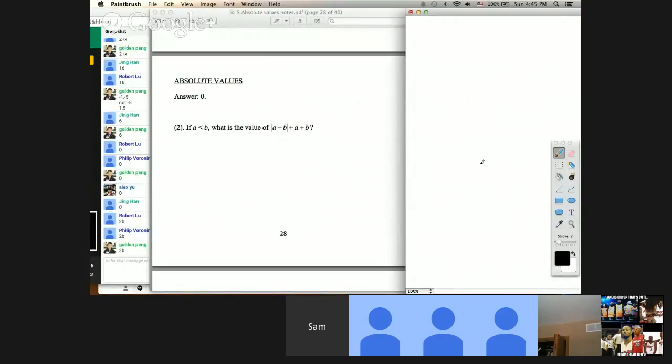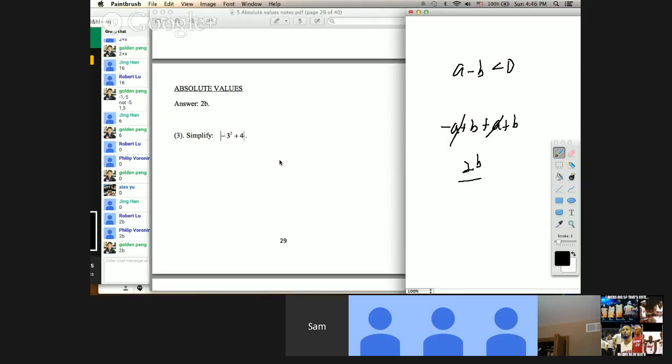Right, nice job to the three who got it down there. The answer is 2b. So a is less than b, so we know that a minus b is going to be less than 0 because a is smaller than b. Since it's negative and you take the absolute value of it, it's just negative a plus b. We multiply by negative 1, and then plus a plus b. And the a's cancel out, and you get 2b.